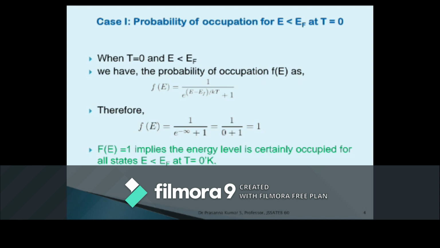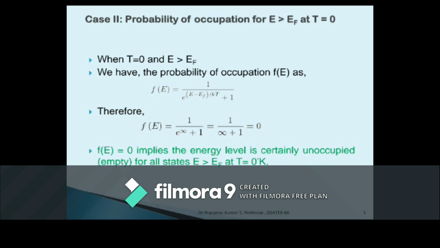So all those electrons start filling from the bottom at T equal to 0 Kelvin, and all of them are filled up to EF. So according to theory, this expression is valid: at temperature T equal to 0 K, all the energy states below Fermi energy are filled. That's the meaning.